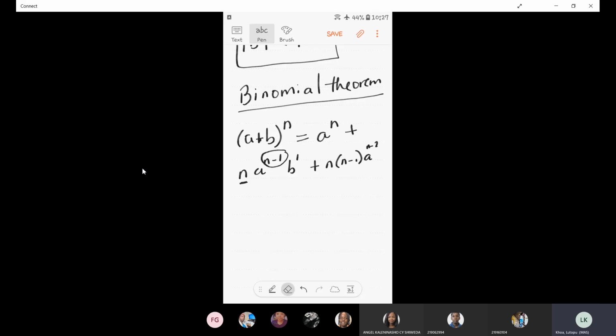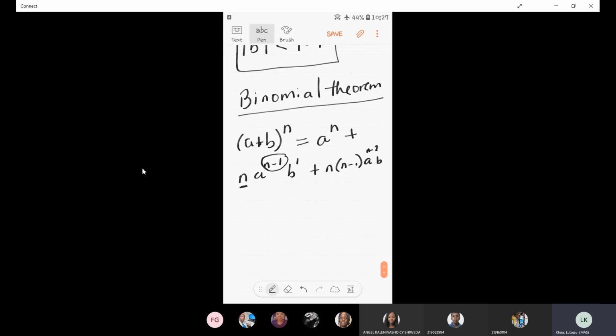So the powers of a are just decreasing by 1. I started with a to the power of n, a to the power of n minus 1, a to the power of n minus 2, and then I have b to the power of 2. So the powers of b are increasing by 1. Here I have b to the power of 0, which is 1, so I didn't need to write it. Then b to the power of 1, b to the power of 2. Now with this one, I will divide by 2 factorial. This one here, you can divide by 1 factorial, but 1 factorial is just equal to 1.